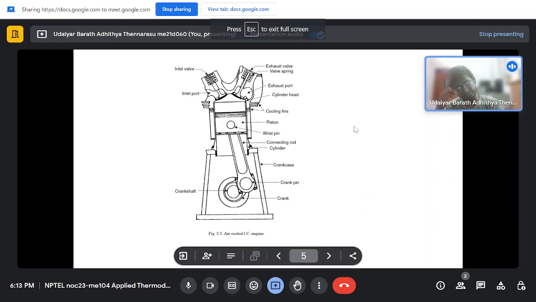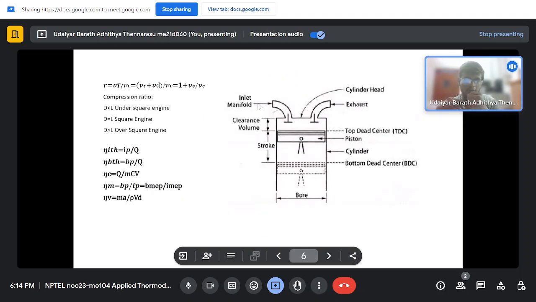So we have seen the major parts involved in making the engine, and now we'll see the nomenclature, the terms which are generally used for the engine calculations. The piston is shown, and the diameter of the cylinder is defined as the bore, and the length which the piston traces during compression or expansion during the cycle is defined as the stroke.